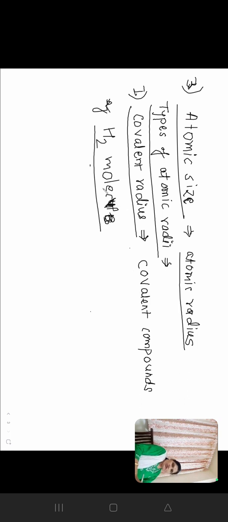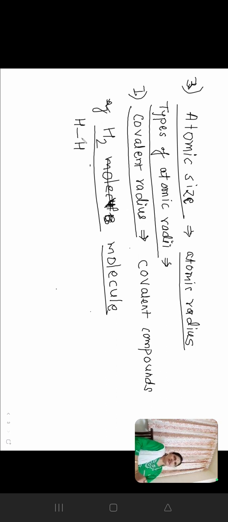Okay, here it is, molecule. You can write the spelling of molecule, H2 molecule. If we want to measure the radius of a single hydrogen atom, then it is very difficult. But we can measure the internuclear distance. Now this hydrogen molecule, we can represent as H-H.